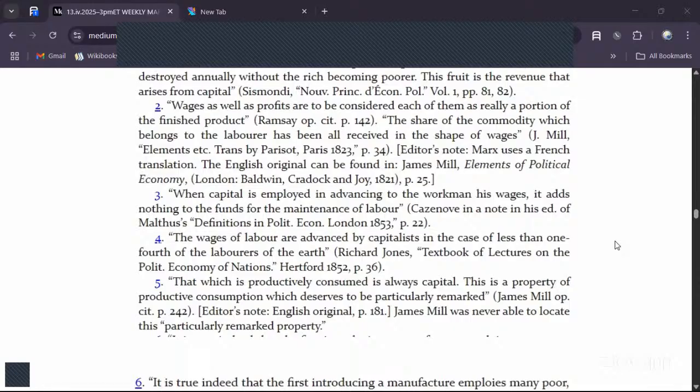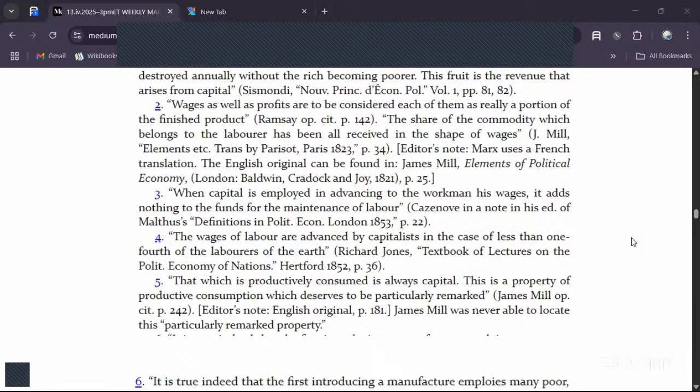Endnote 3. When capital is employed in advancing the workman his wages, it adds nothing to the funds for the maintenance of labor. Casanova, in a note in his edition of Malthus's Definitions in Political Economy of 1853. Number 4. The wages of labor are advanced by capitalists in the case of less than one quarter of the laborers of the earth. Richard Jones, Hereford, 1852.